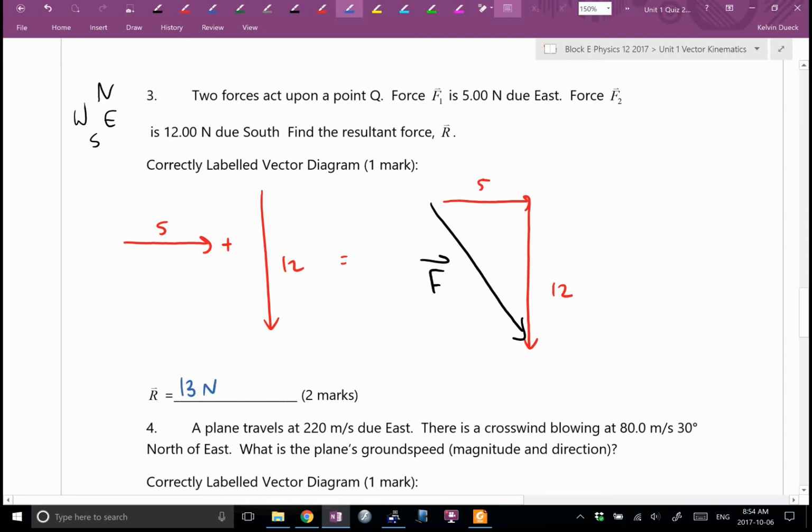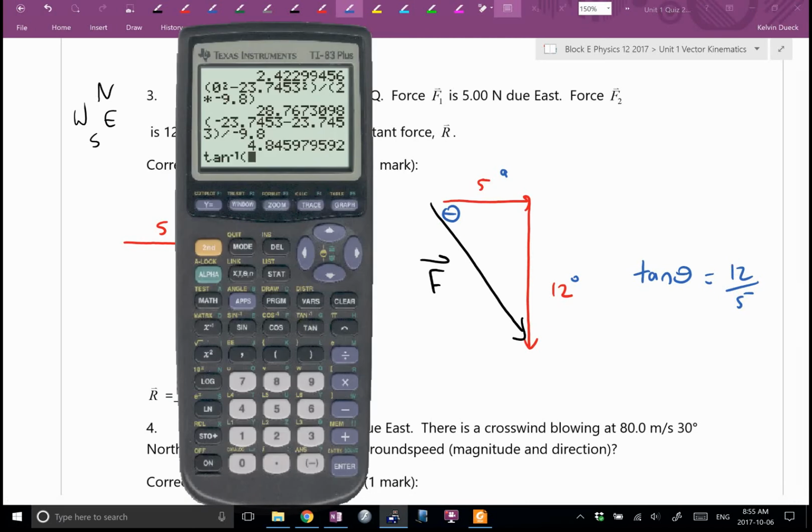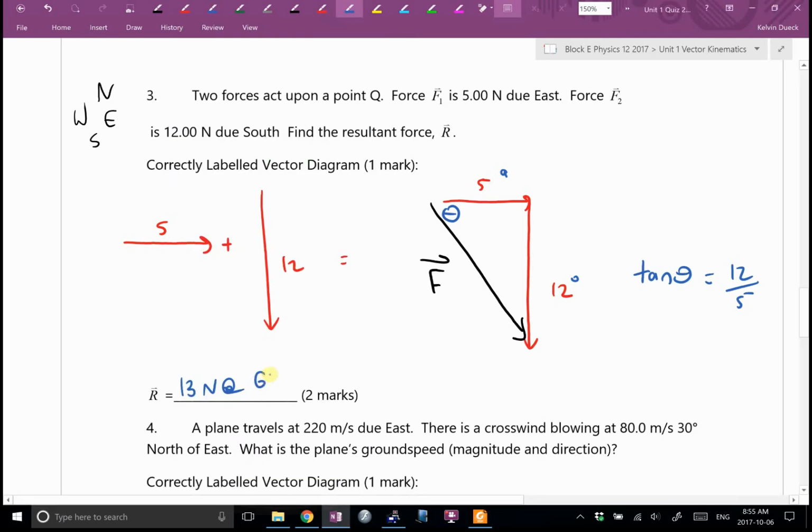This is a vector. According to question 0, all vectors have both what and what? I need a direction. Theta is going to be there, opposite, adjacent. Tan theta equals opposite over adjacent. Shift tan 12 divided by 5, I get 67.4 degrees.